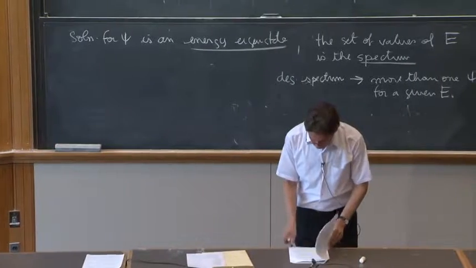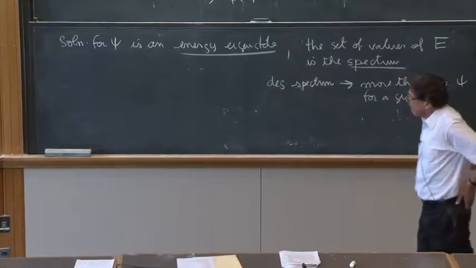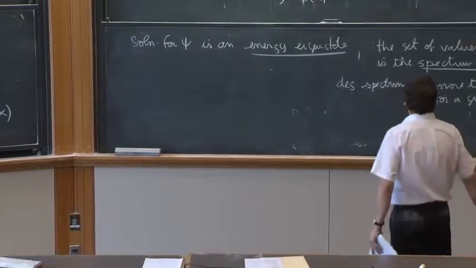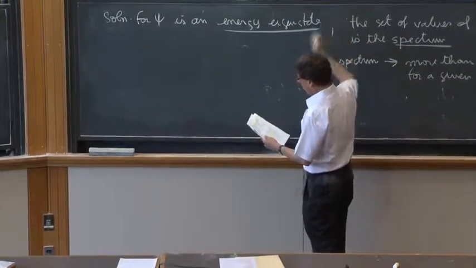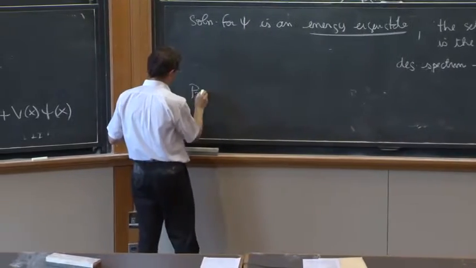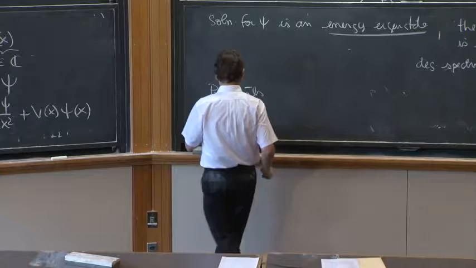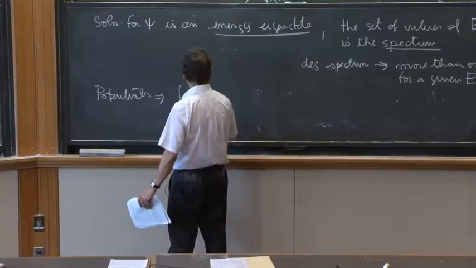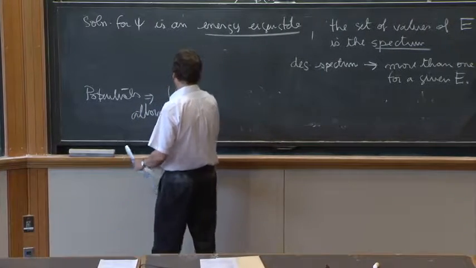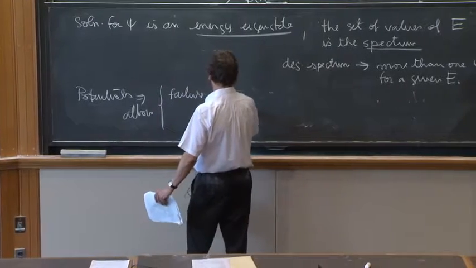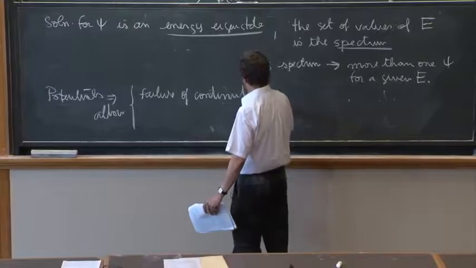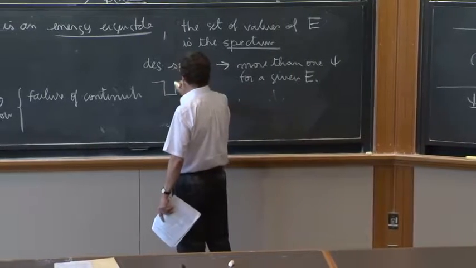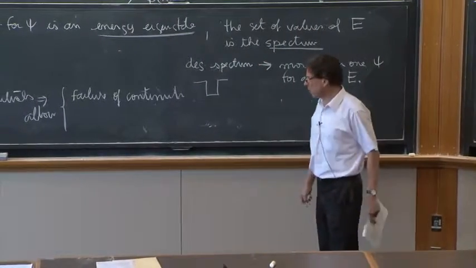So let's say a couple more things about the nature of this wave function. What kind of potentials do we allow? We will allow potentials that can fail to be bounded. We allow failure of continuity. Certainly, we must allow that in the potentials that we consider, because you have even the finite square well. The potential is not continuous.